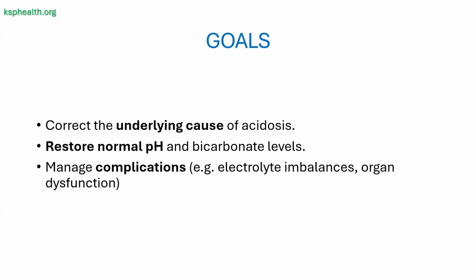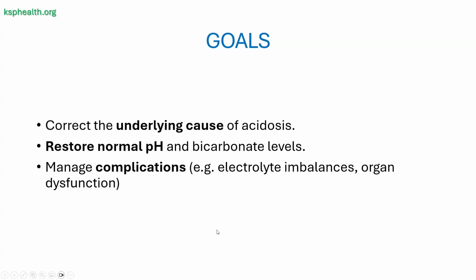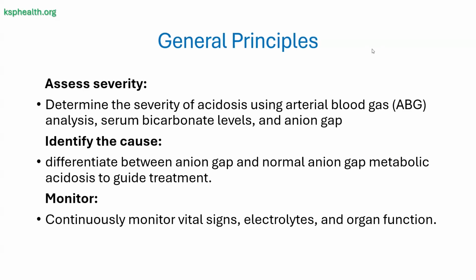There are three goals when you treat metabolic acidosis. One, correct the underlying cause of acidosis. Two, restore normal pH and bicarbonate levels. Three, manage complications like electrolyte imbalances and organ dysfunctions. The three things need to be addressed as we go.